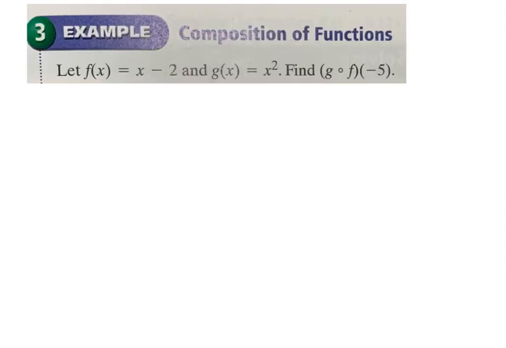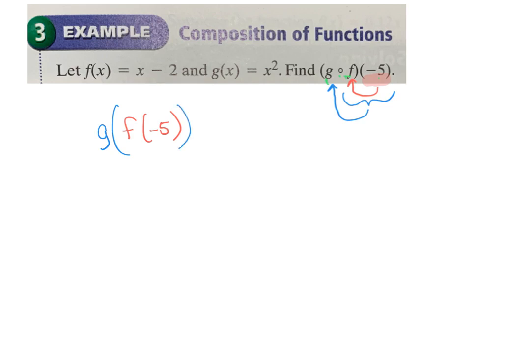All right, let's do an example. Let f of x equal x minus 2 and g of x equal x squared. Find g of f of negative 5. So when we do this, we are going to take the negative 5 and plug it into the f first. Then we are going to take that answer, whatever we get there, and plug that answer into g.